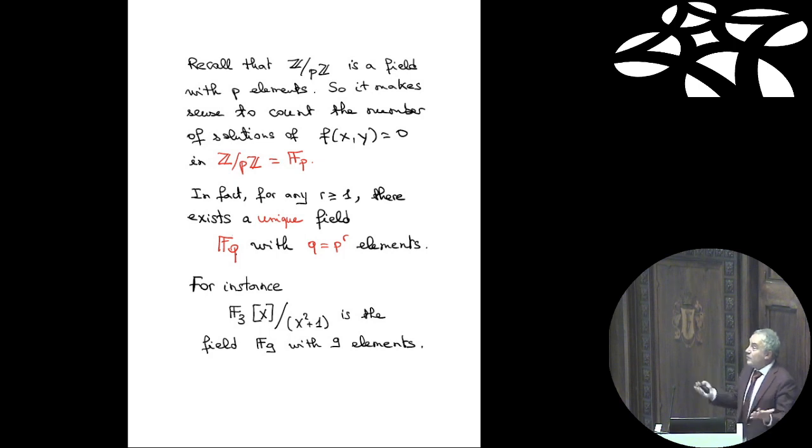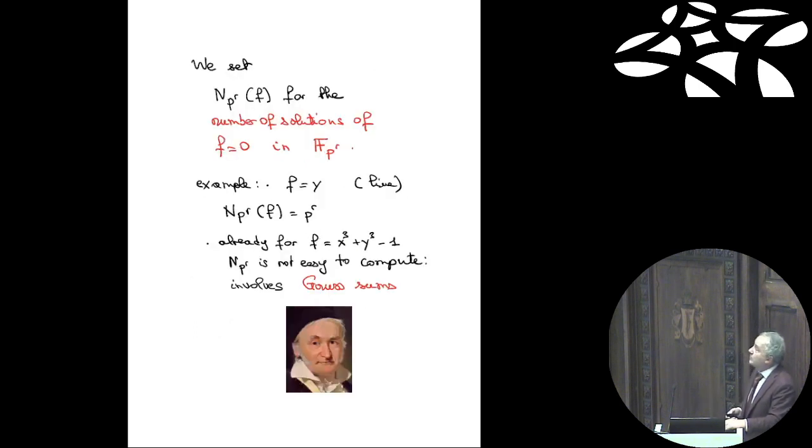by just saying that for any q, a power of p, a prime number, there exists, so to speak, a unique field with q elements, F_q. So this is what we will consider now. And so the idea now is we fix the prime number p, or maybe not yet fixed, but we denote by N with p^r as an index the number of solutions of f equals 0 in this field.